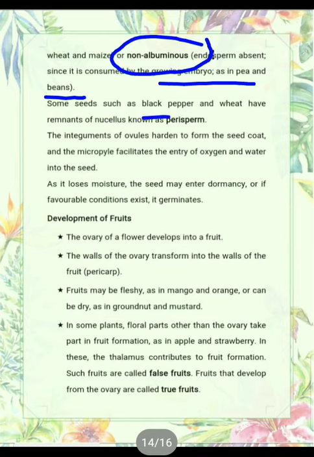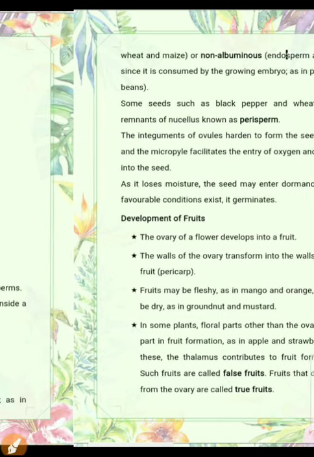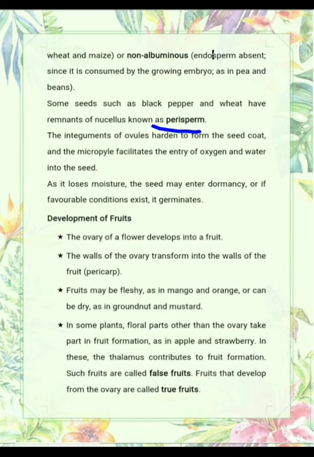Some seeds such as black pepper and wheat have remnants of nucellus. Nucellus, as I told you in the previous video, is the tissue from which the endosperm develops. Actually, nucellus is the diploid tissue. So, in some cases, nucellus becomes completely destroyed, and in some cases, remnants remain, meaning some nucellus remains. That nucellus is known as perisperm, and such seeds which have nucellus are known as perispermic seeds.